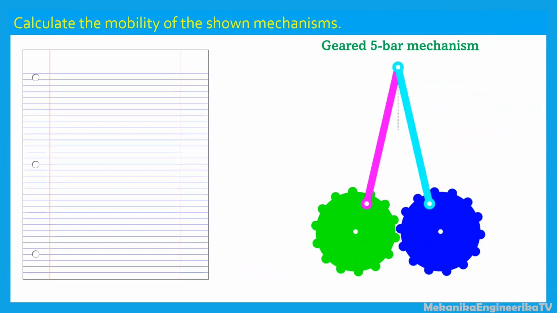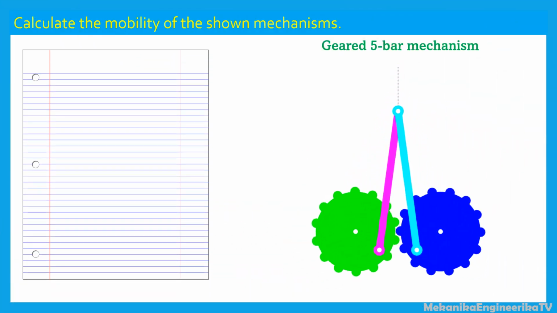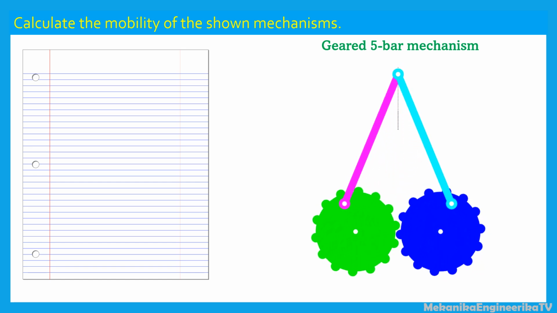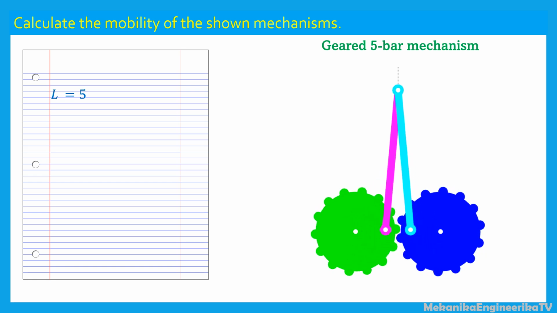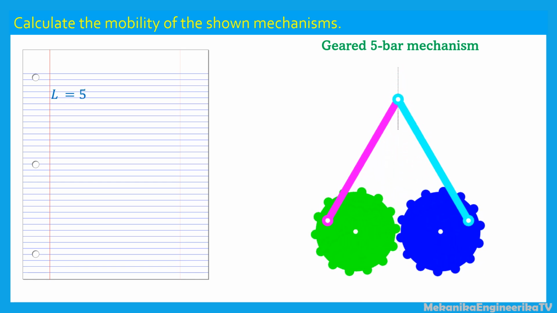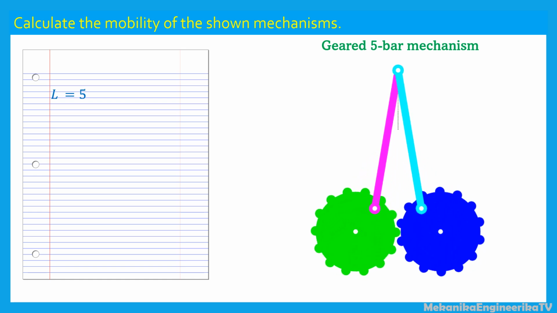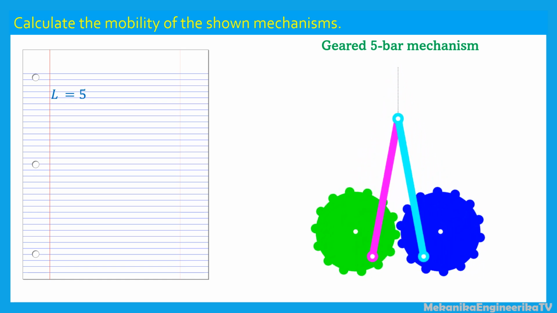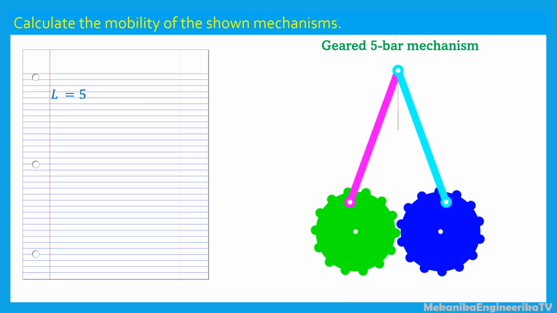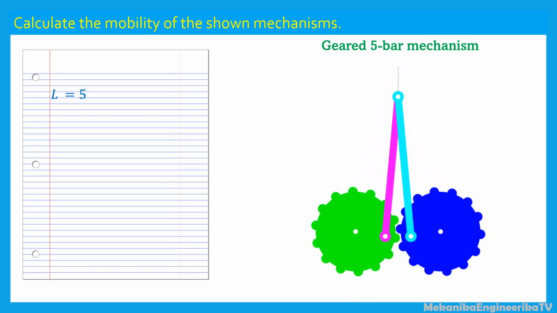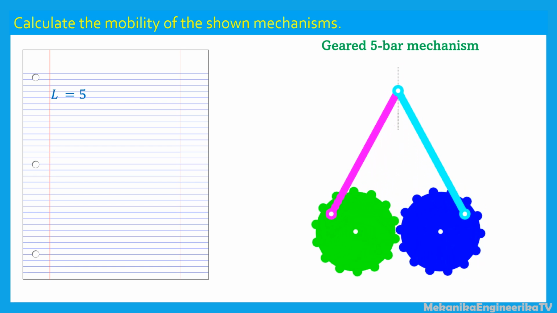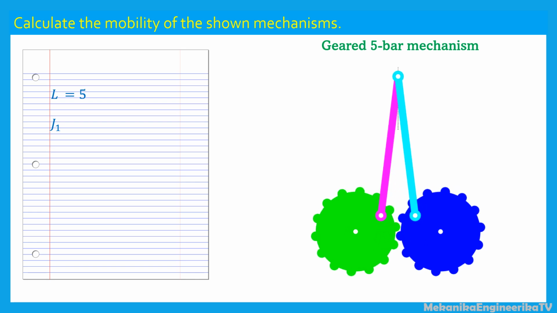Let's move now to the second mechanism, the geared 5-bar linkage. As the previous mechanism, this mechanism is also built up from 5 links: the ground, 2 gears, and 2 bars. There are also 5 rotating or pin kinematic pairs. There are 2 rotating joints connecting the gears with ground. There are 2 rotating joints connecting the gears with the bars. And there is 1 rotating joint connecting the 2 bars. Hence, the number of lower kinematic pairs, J1, is equal to 5.